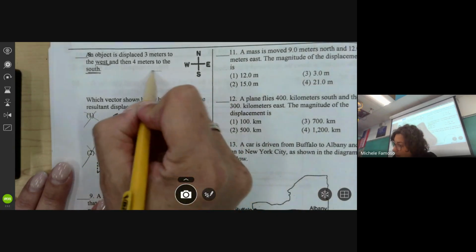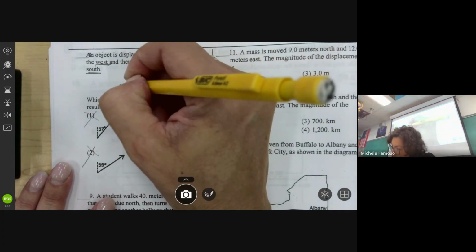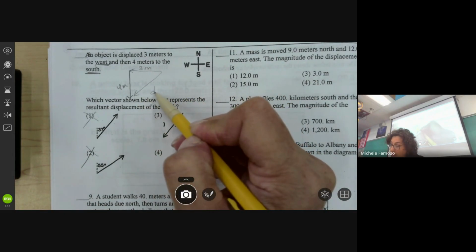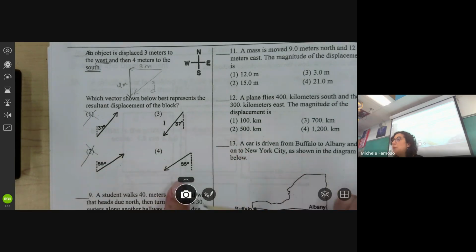Okay. So we went this way 3 meters and then we went down 4 meters. So that means the displacement is pointing down and left like that. Now, here's the way I would recommend you figure out 3 and 4. It's all visual. You do not have to calculate it.